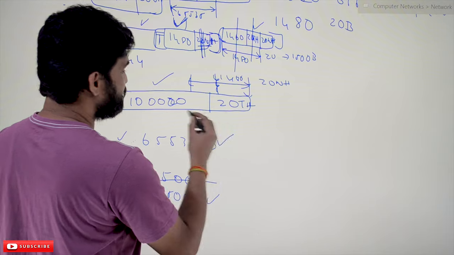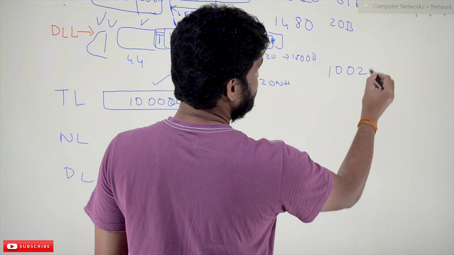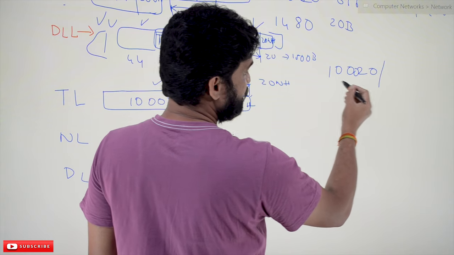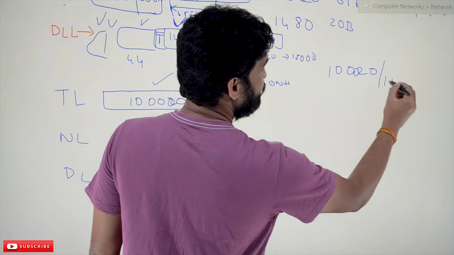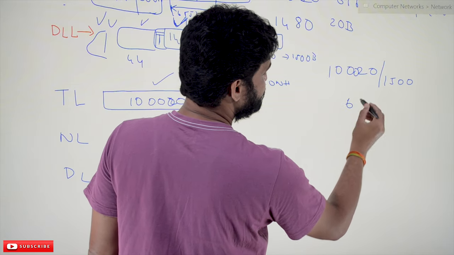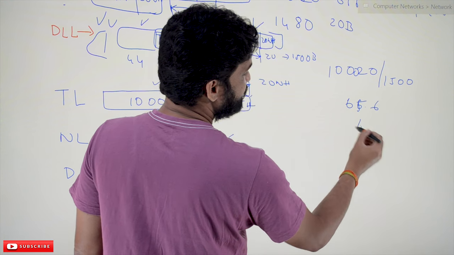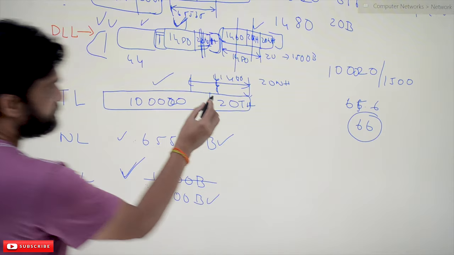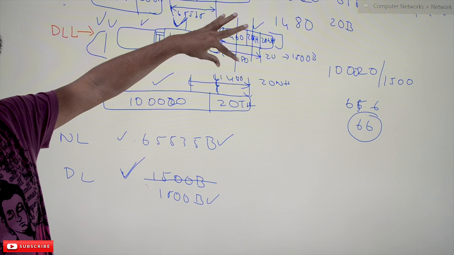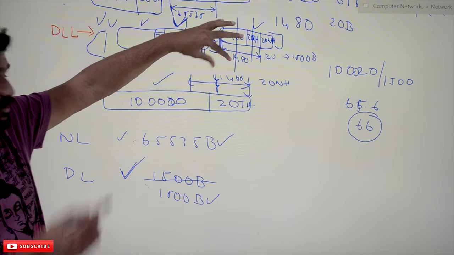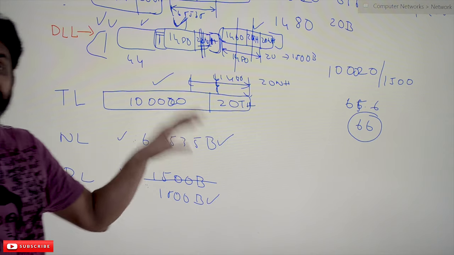If you consider this, how many pieces will this entire data be divided into? It is divided by 1500, right? That is around 65.6, I think. So it is around 66 packets, 66 pieces of 1500 bytes. In that, 1480 is going to be for data, and the 20 is for the network header that is added by the network layer. This happens only at the sender.